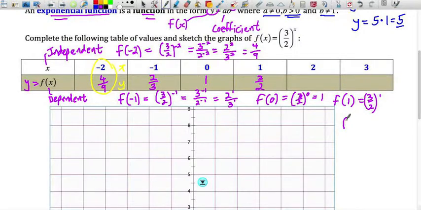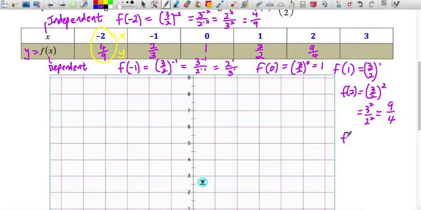And then our last two, f of 2, means we are taking our base 3 over 2 and we are squaring it. So 3 squared over 2 squared, which simplifies as 9 over 4. And last but not least, we have f of 3, which is going to be 3 over 2 cubed, 3 cubed over 2 cubed, and that gives us a value of 27 over 8.